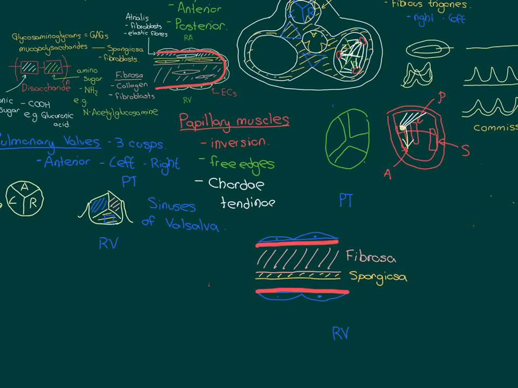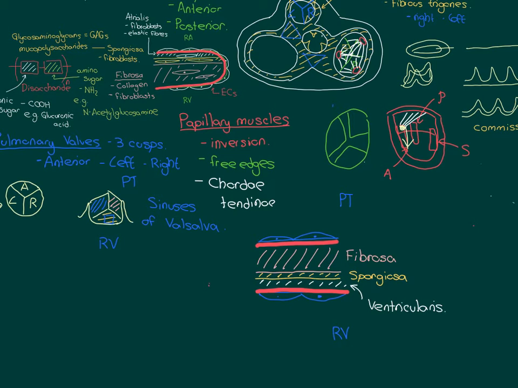So this is the spongiosa. And then finally, underneath the spongiosa, you'll have the elastic connective tissue layer. This time it's not going to be called the atrialis. Remember, in the case of the tricuspid valve, the elastic connective tissue layer was called the atrialis because it faced the right atrium. This time it's facing the right ventricle, so this time it's going to be called the ventricularis rather than the atrialis. So again, it all makes sense.